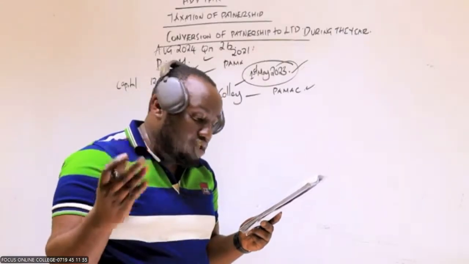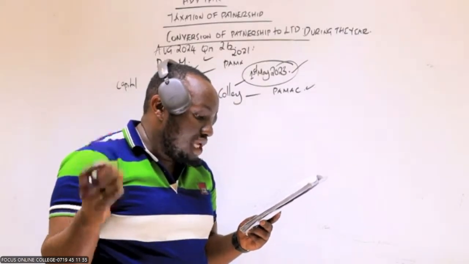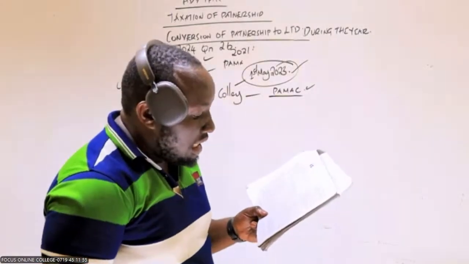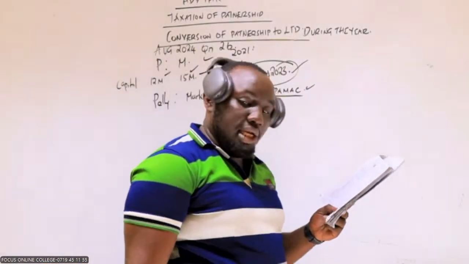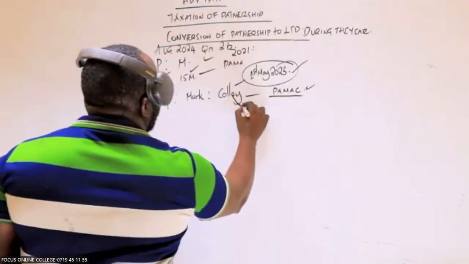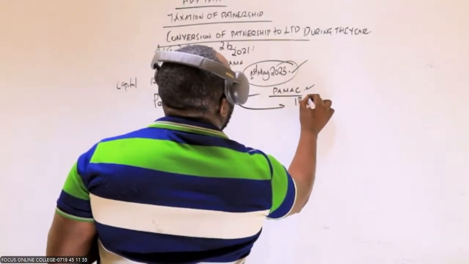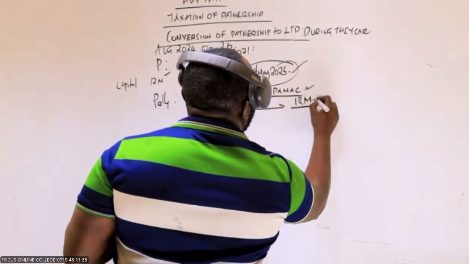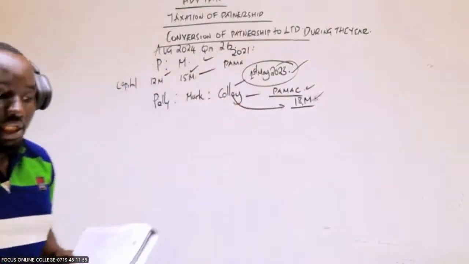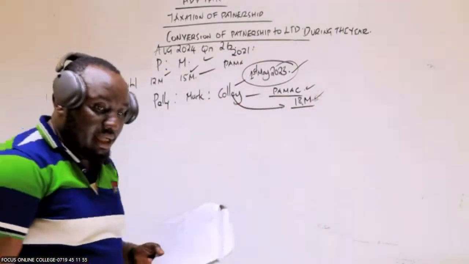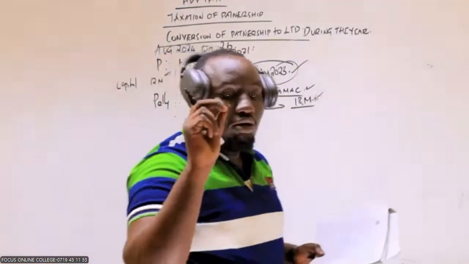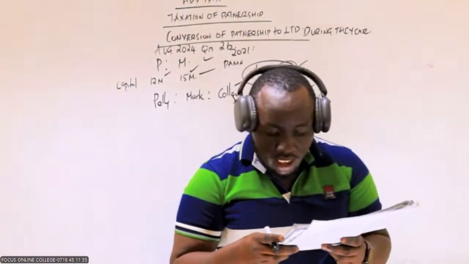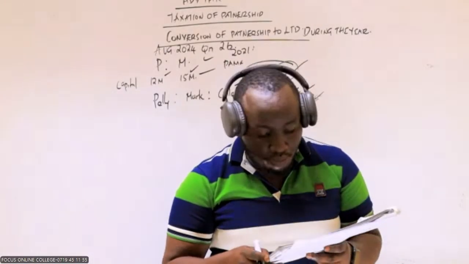So it was basically introduced on 1st May 2023 and changed the name of business to be Pamak. As it was introduced, this person Colney brought in a capital of 18 million. You just note it. He brought in a capital of 18 million. That should be okay as his capital contribution.